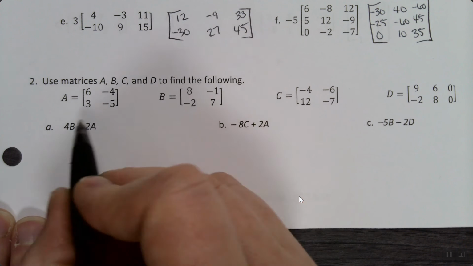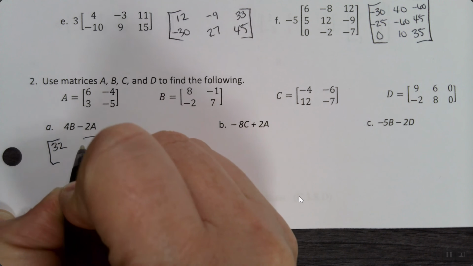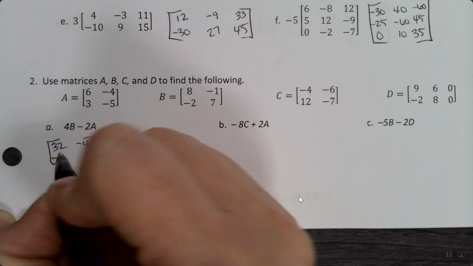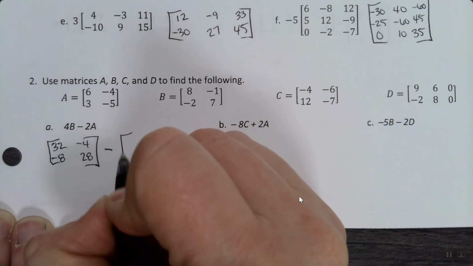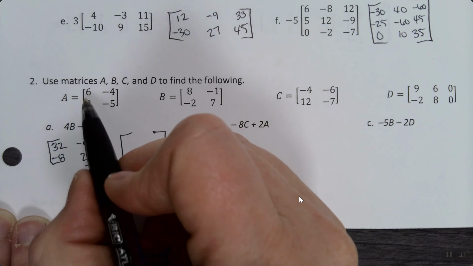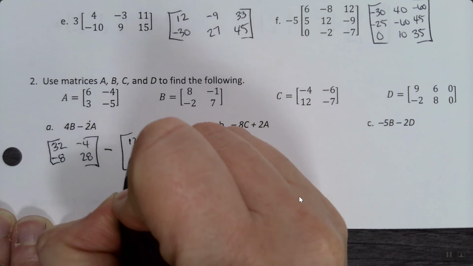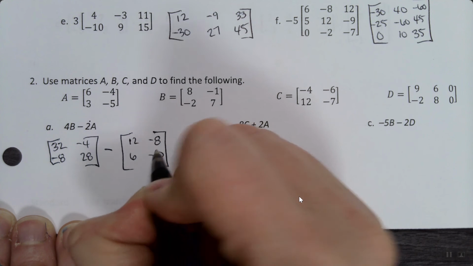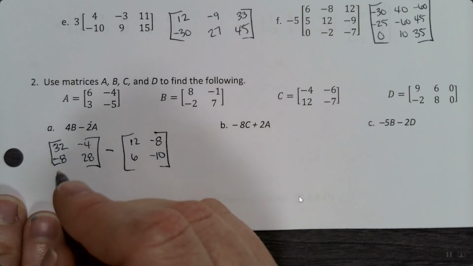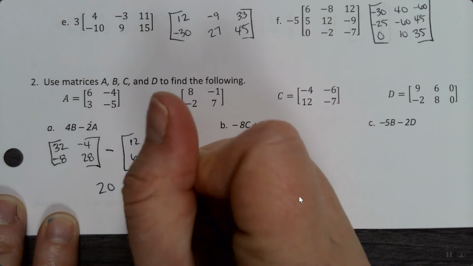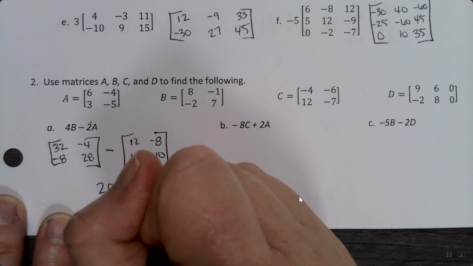Doing the operation, I'm going to take 4 times this matrix and get an answer. So I get 32, negative 4, negative 8, and 28. And then I'm going to subtract 2 times matrix A, and get 12, negative 8, 6, and negative 10. Now that I have these two matrices written out, I'm just going to perform the subtraction. So 32 minus 12 is 20, negative 4 minus -8 is 4, negative 8 minus 6 is negative 14, 28 minus -10 is 38.